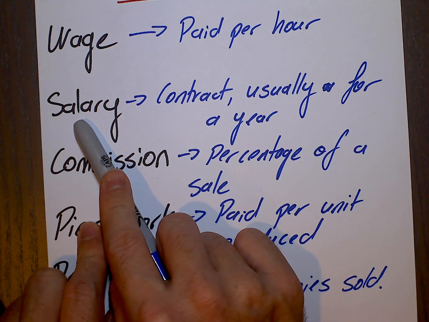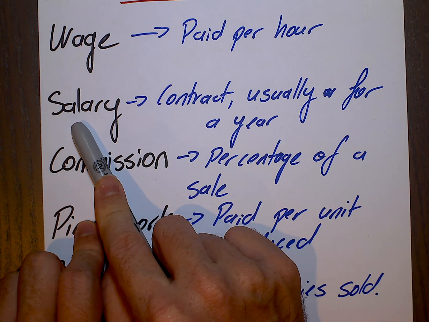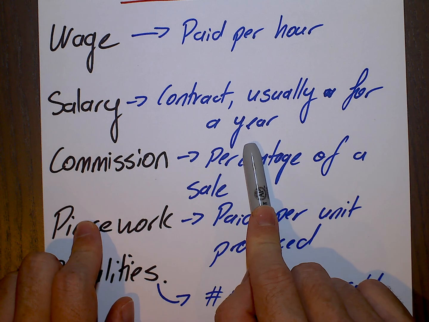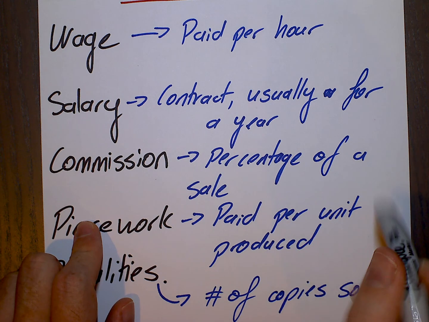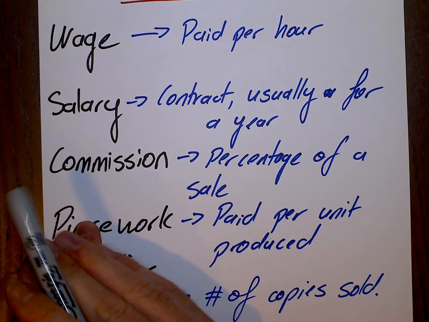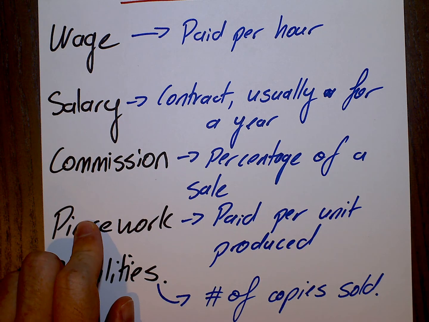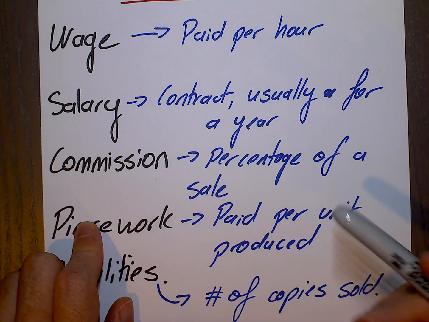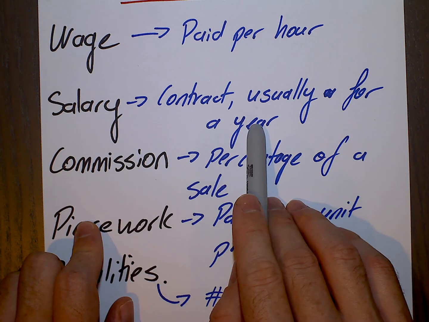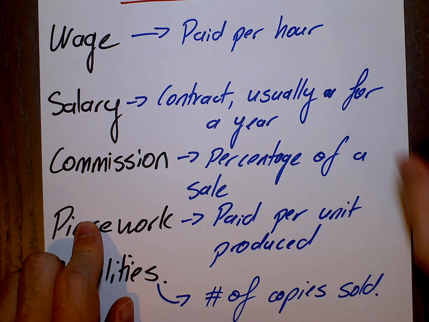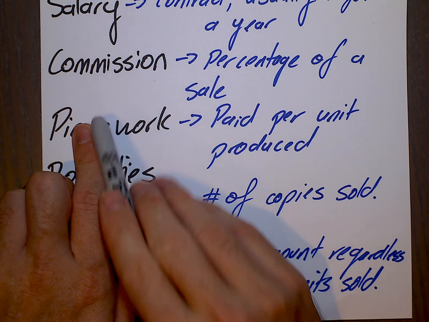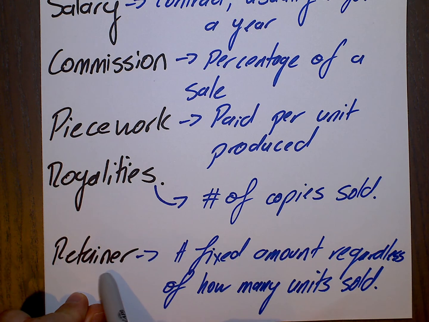A salary doesn't really account for labor. It's more a contract, and it usually goes for a year. So, for instance, teachers are usually contracted for a year to work at a school. And so that is a salary. They agree to a certain amount, so many thousands of dollars throughout the year, and they get paid every 2 weeks, so 26 times a year. And that's typically how a salary works. So for a full year, you get paid a certain thousands of dollars. Now, the ones we're looking at today: commission, piecework and royalties, and retainer.